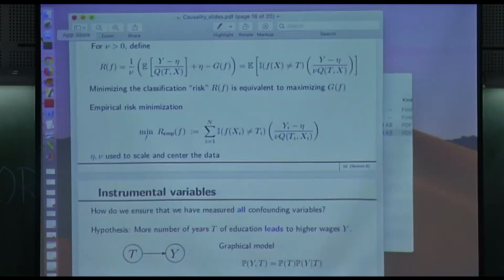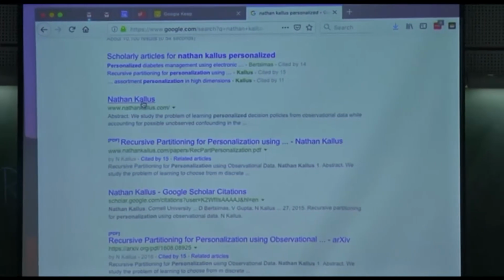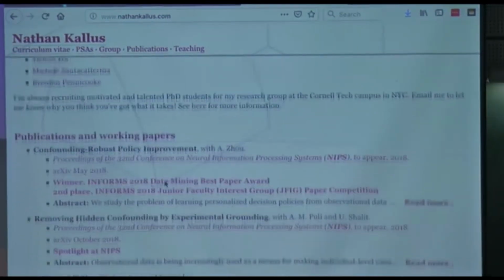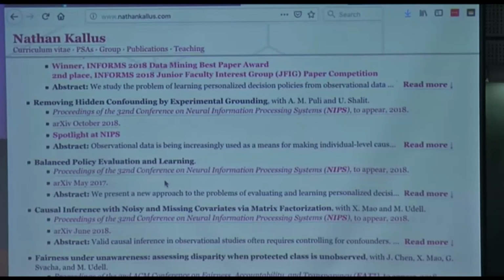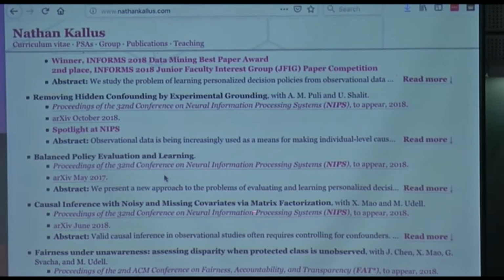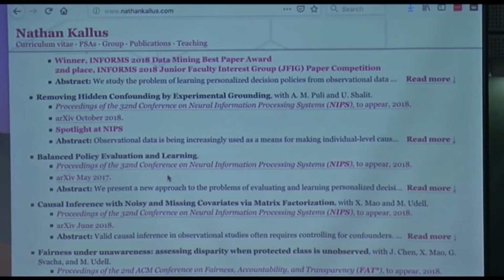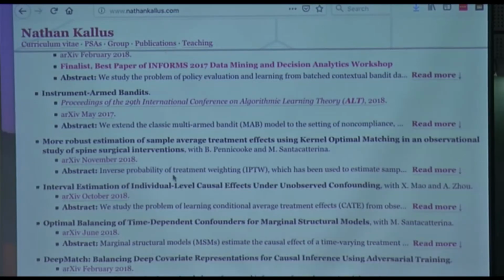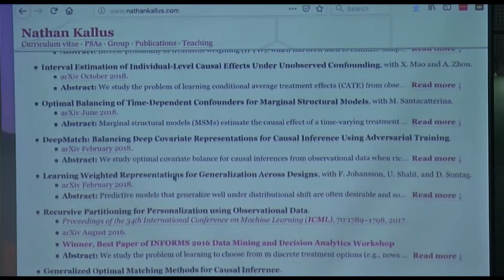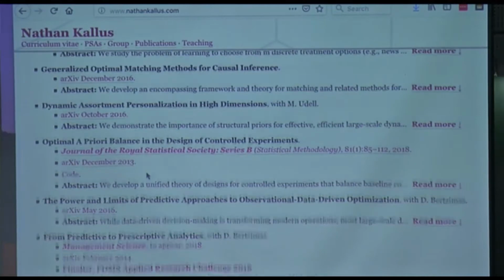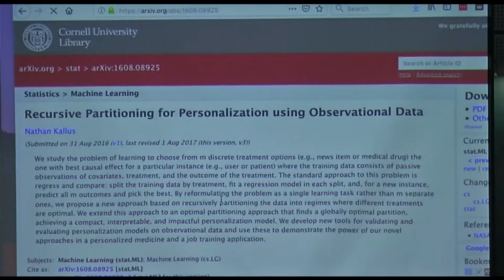Let me see if I can bring that paper up so you can see where that paper is. So he has a bunch of papers on the topic. If you look at all of these papers, personalized decision making, causal inference with noisy and missing covariates. So this one is a very different paper. The paper that I was talking about. Yeah, is this? No, that's Martin Udell. This is a follow-up paper.